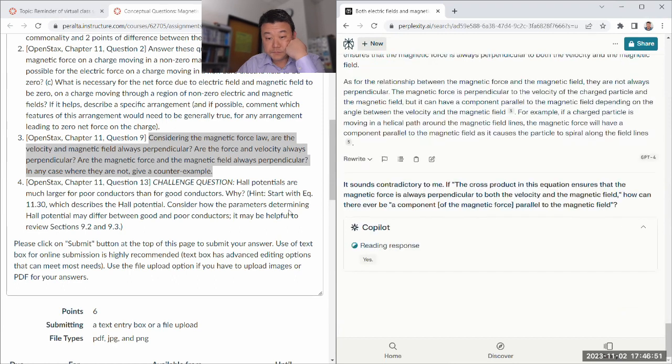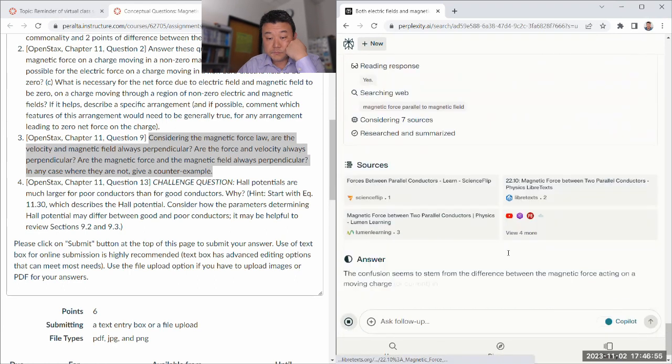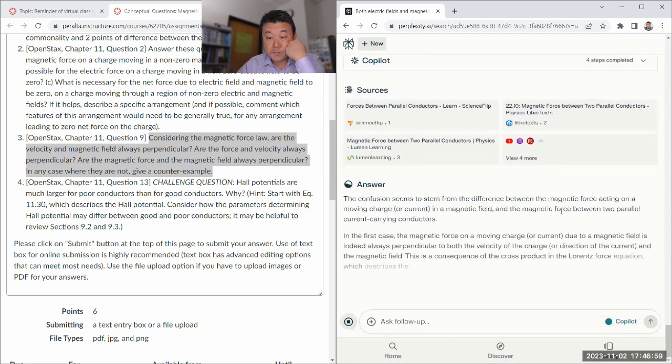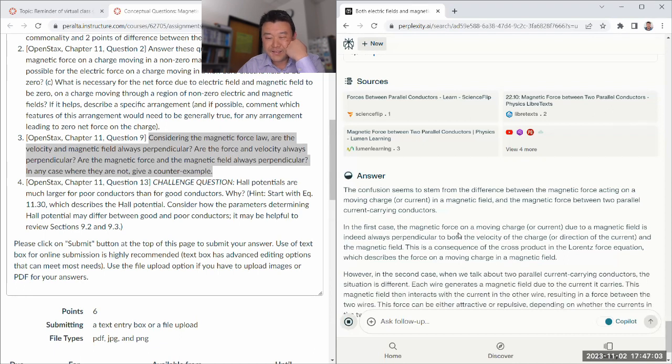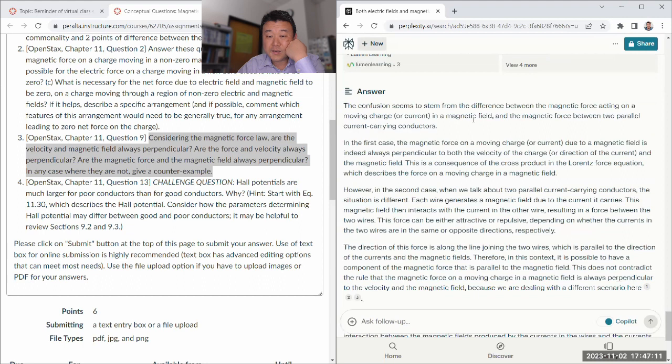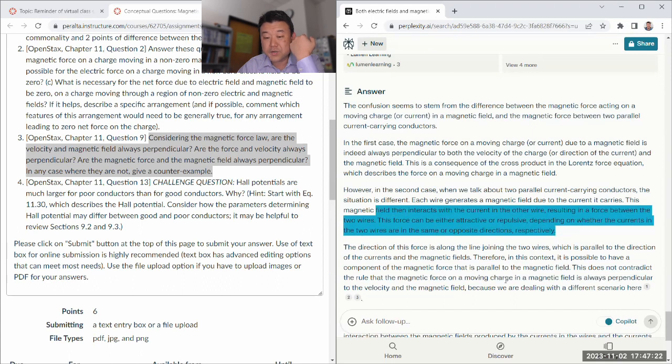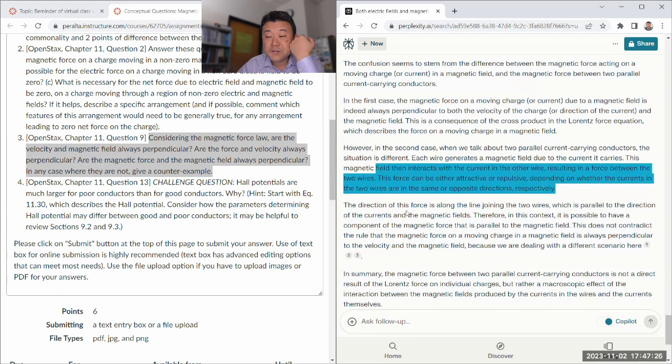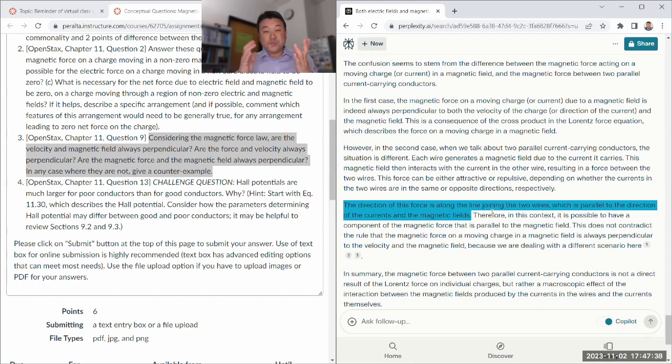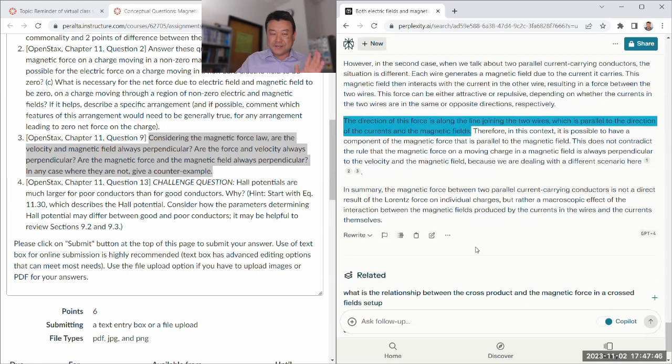Magnetic force on parallel current-carrying conductors, moving charge. In the second case, with parallel current-carrying conductors, how is it different? Due to current carriers. Yes, but it's still perpendicular to the direction of current. No, just draw the picture. You are a human being. You can draw pictures that ChatGPT can't draw. This is nonsense. Okay, so it's getting it wrong.